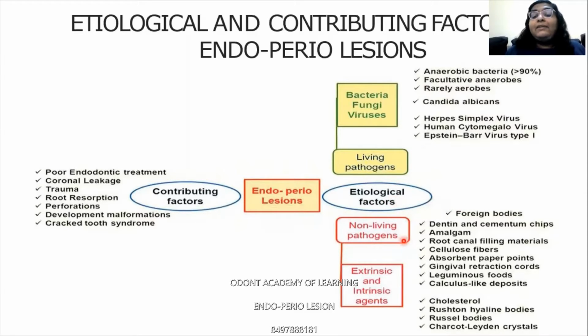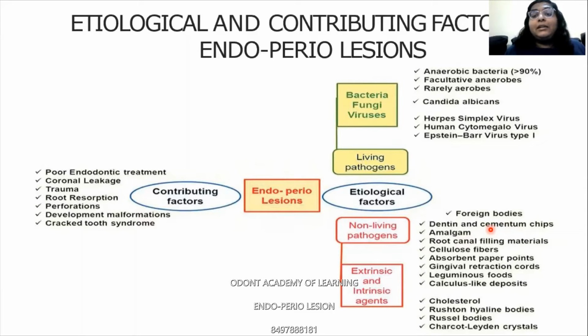Then under non-living pathogens, we have foreign bodies, namely dentine and cementum chips. So if dentine and cementum chips get dislodged from the tooth and they get embedded in the periodontium, that can also cause endoperio lesion. Then amalgam. If there is amalgam which has seeped into the periodontium, we see long-standing amalgam restorations.